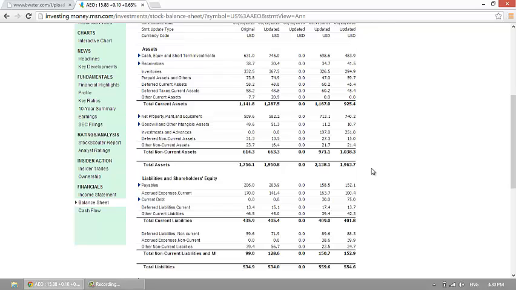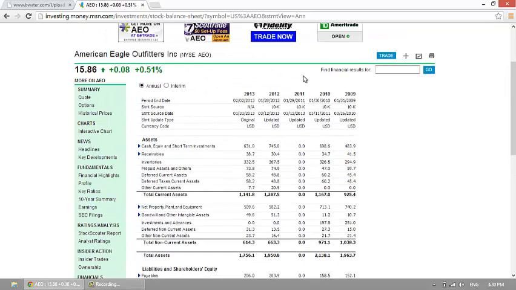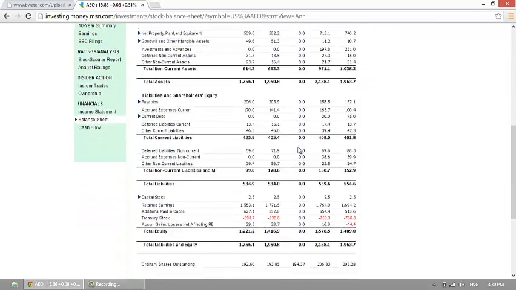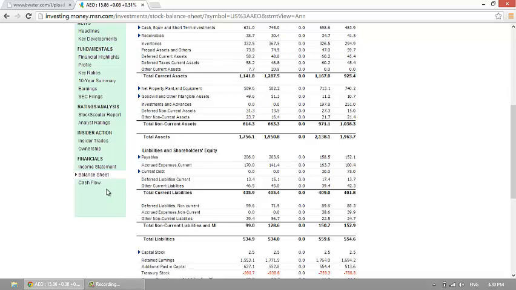You can go more in depth, but just generally looking at that, it looks pretty good. And you could notice that their liabilities at this time were 0. So there's something weird going on in 2011. You'd have to look deeper in the company to see that. But overall, it looks pretty good. So that's a quick skim of the balance sheet. Then I'll look at the cash flow statement.